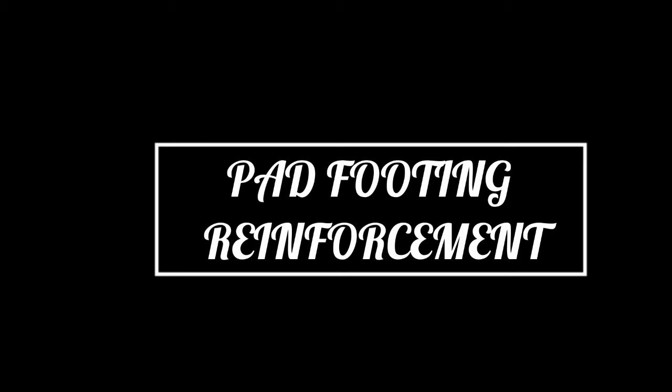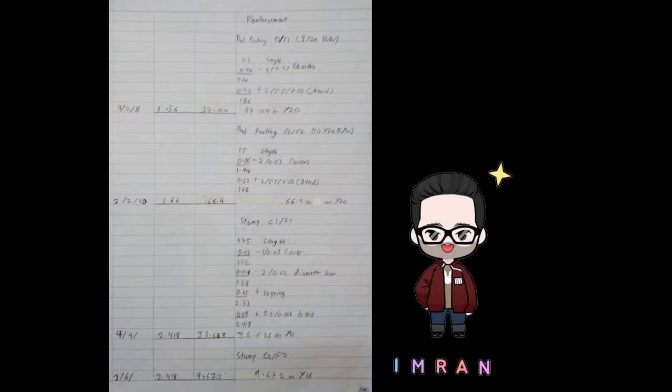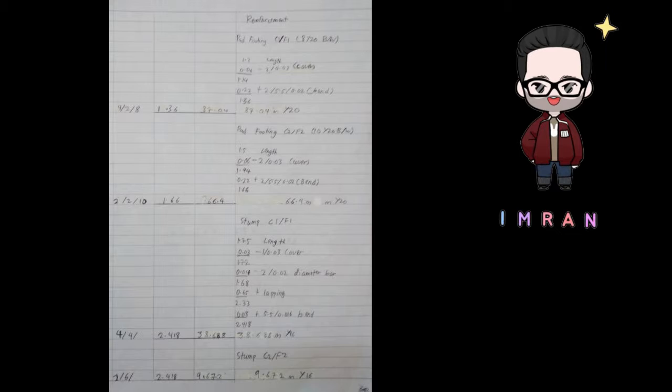We are taking off reinforcement for 2 pad footing, 2 stump, and lastly taking off the link for pad footing C1 F1 and C2 F2. We start with pad footing reinforcement for C1 F1.